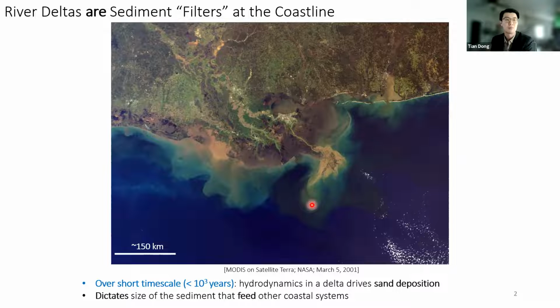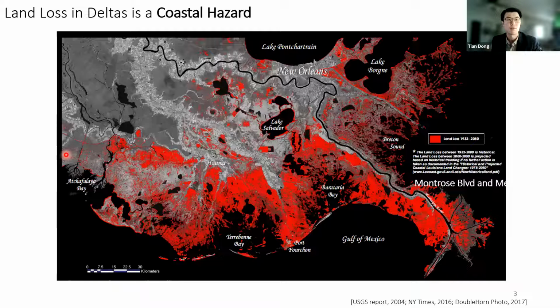Today, delta systems are actually under a lot of stress. For example, here I'm showing a land loss map of the Mississippi Delta, both historical and projected land loss from 1930 to 2050. These red areas are land that has already been lost or is projected to be lost in the next 20, 30 years. This is all due to human and climate impact. So land loss in deltas is a coastal hazard. It reduces sediment supply to other coastal systems, and it reduces the ability of deltas to buffer against storm surge and future sea level rise.